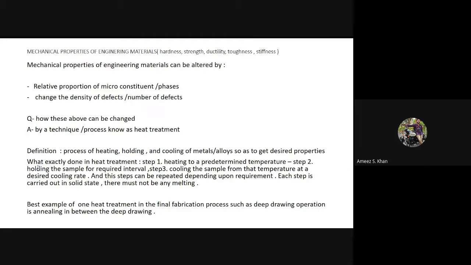And now the question is, what exactly do we do in heat treatment? What we basically do, we have some steps in the heat treatments. You can see these are the steps. The first step is heating to a predetermined temperature. That means we take the metal or the alloy to a particular temperature by putting it inside the furnace. Then the next step, we have to do holding.